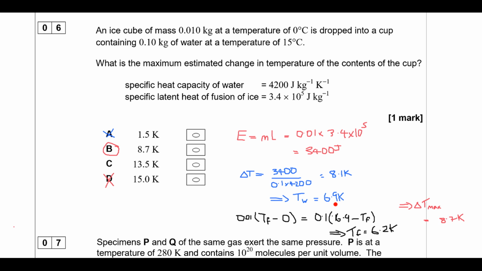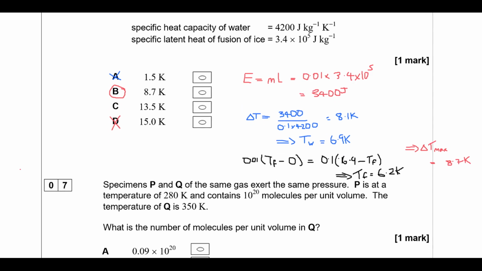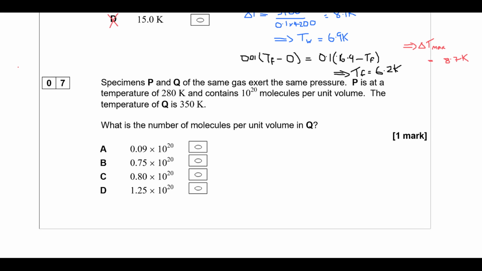So we knew it would end up close to the 6.9 value, so we would have known it wouldn't be 13.5, but I just wanted to show you that fully so you get to the answer. Okay, so that's that one there. So moving on to the next question.